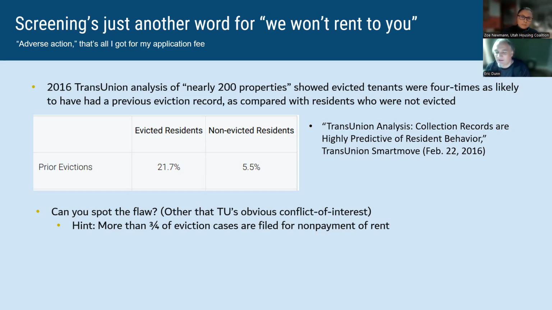And they compared people who were evicted and people who were not evicted, and then looked at whether the people who were evicted had previously been evicted somewhere else. And they found that of the people that were evicted from these 200 properties, the percentage of those tenants who had previous eviction records was about 4 times higher.